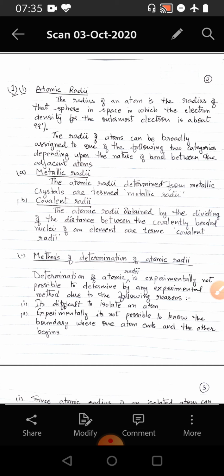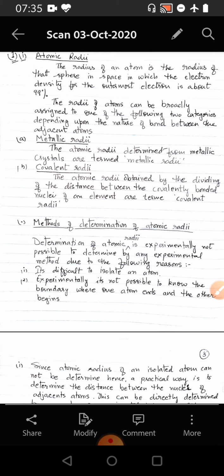The radius of an atom is the radius of that space in which the electron density for the outermost electron is about 99%. The radii of the atoms can be broadly assigned in one of the following two categories depending upon the nature of bond between the adjacent atoms. First, metallic radii. The atomic radii determined from metallic crystals are termed metallic radii. Second, covalent radii. The atomic radii obtained by the division of the distance between the covalently bonded nuclei of an element are termed covalent radii.